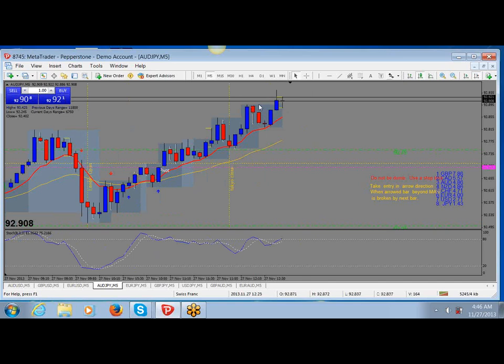So we just had this swing high break right here off this reversal bar. It didn't carry.